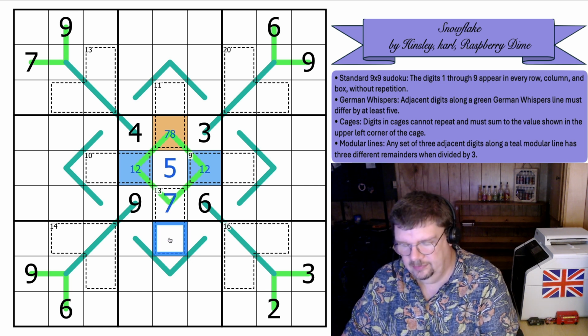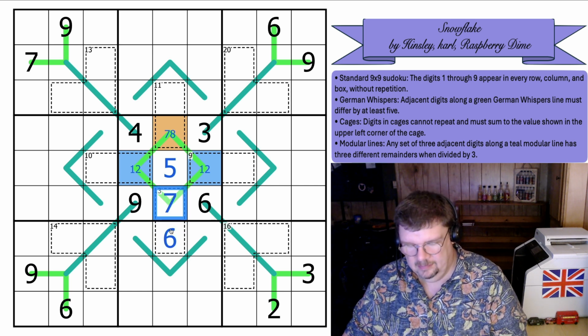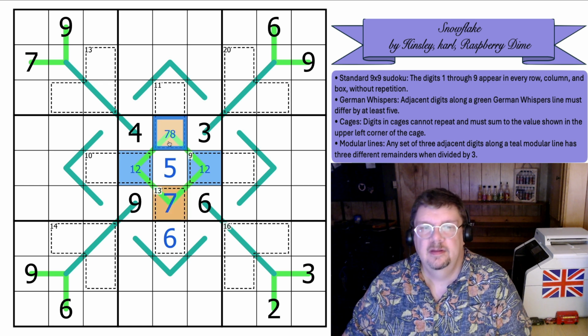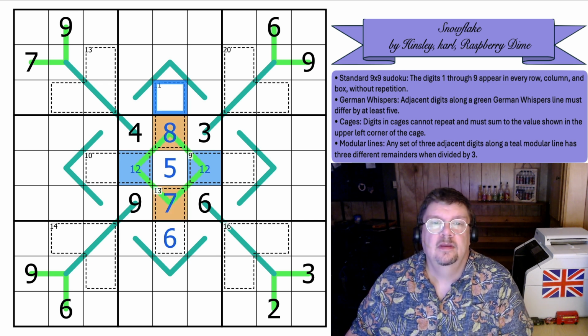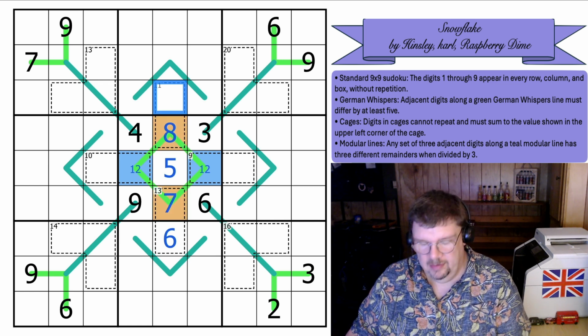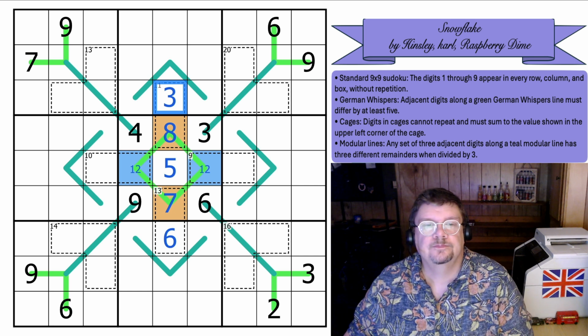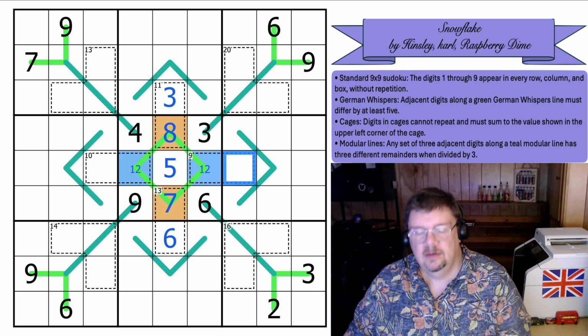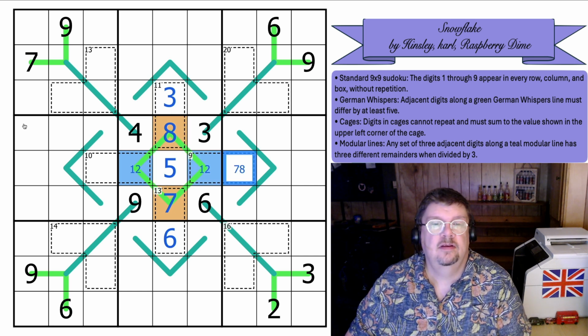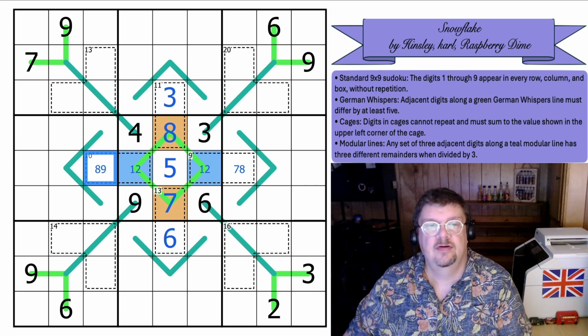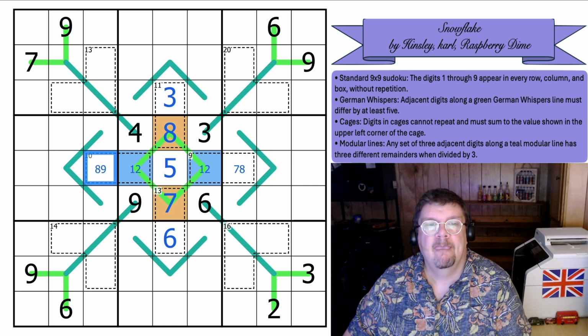7 and 6. And this is 8. And this must now be 3. To make 9, I need a 7 or an 8 there, and to make 10, I need an 8 or a 9. Okay, let's finish off our German whispers.